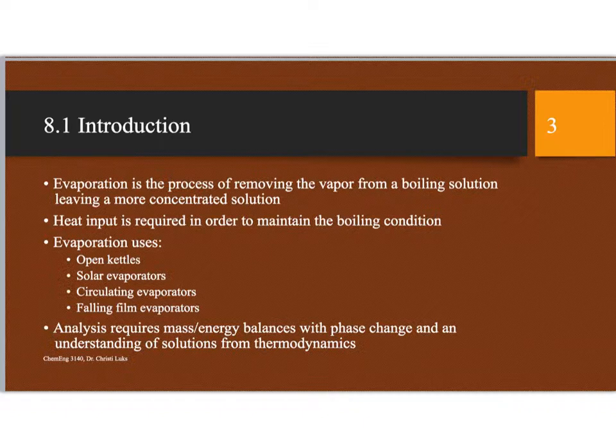So open kettles or solar evaporators are some common low-tech ways to do this, but circulating evaporators and falling film evaporators are also in common use. The analysis for this, because we are looking at this mass movement from the liquid to the vapor, and energy input, is going to require a combination of mass and energy balances, incorporating phase change, which is going to require solution thermodynamics. So the math can get a little bit complex fairly quickly.